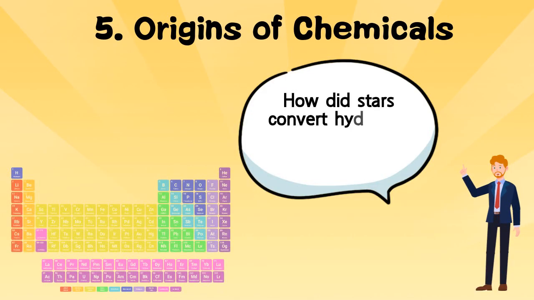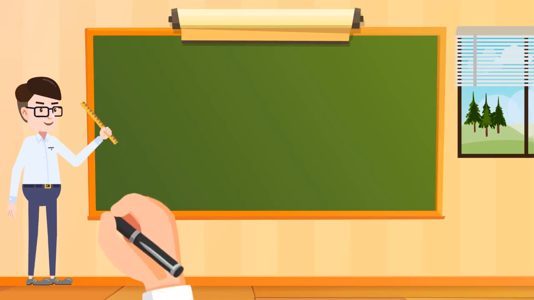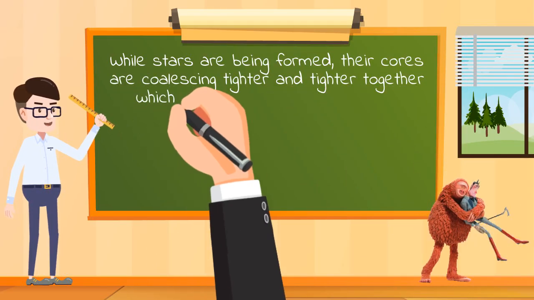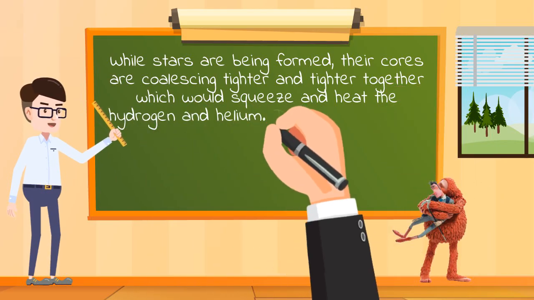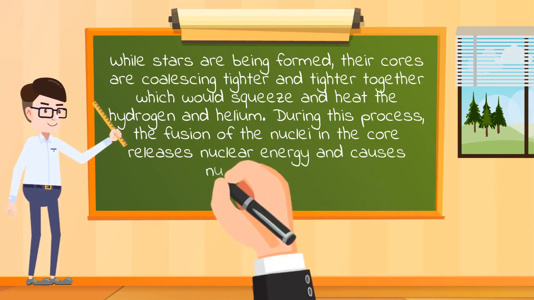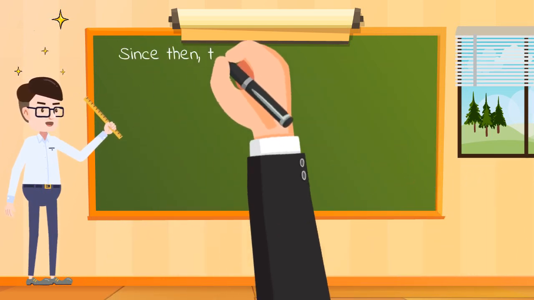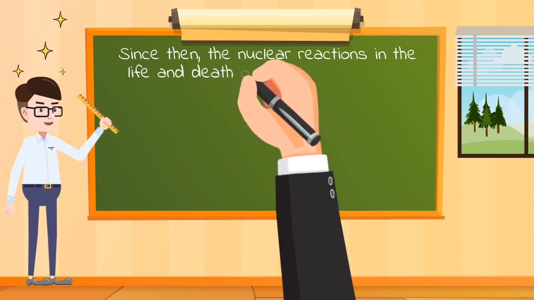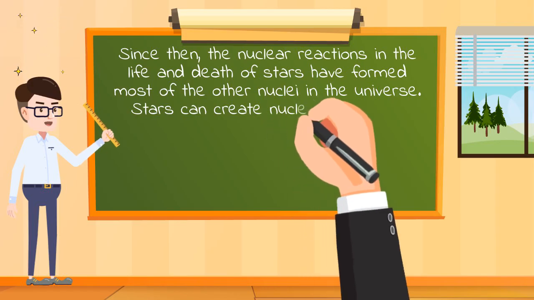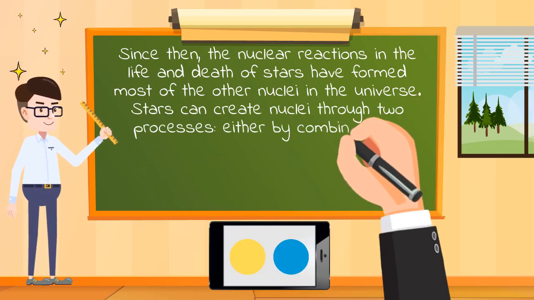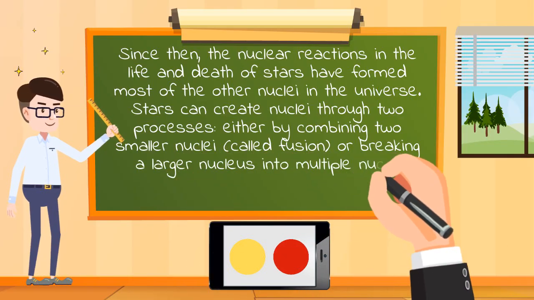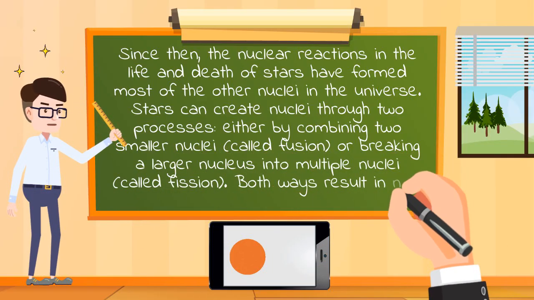How did stars convert hydrogen and helium into the other elements? While stars are being formed, their cores are coalescing tighter and tighter together, which would squeeze and heat the hydrogen and helium. During this process, the fusion of the nuclei in the core releases nuclear energy and causes nucleosynthesis. Since then, the nuclear reactions in the life and death of stars have formed most of the other nuclei in the universe. Stars can create nuclei through 2 processes, either by combining 2 smaller nuclei, called fusion, or breaking a larger nucleus into multiple nuclei, called fission. Both ways result in new atoms.